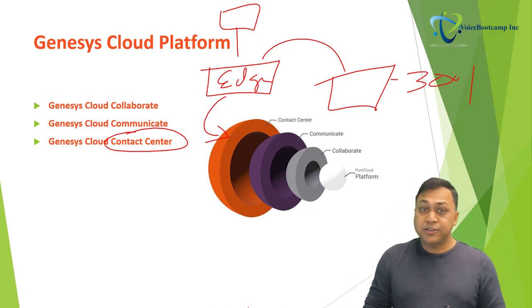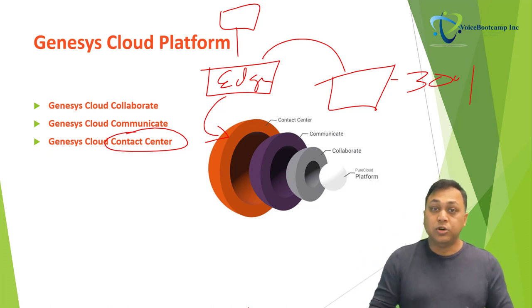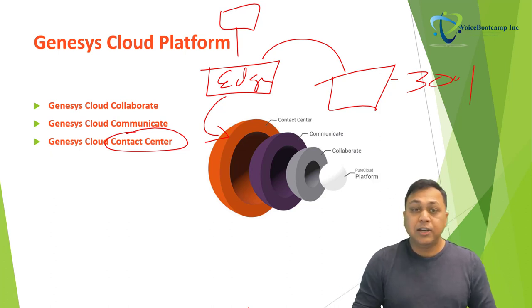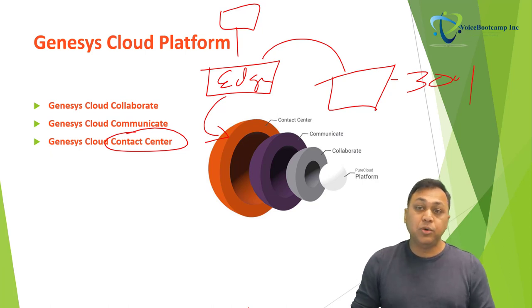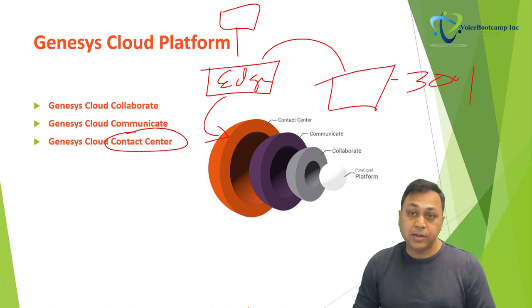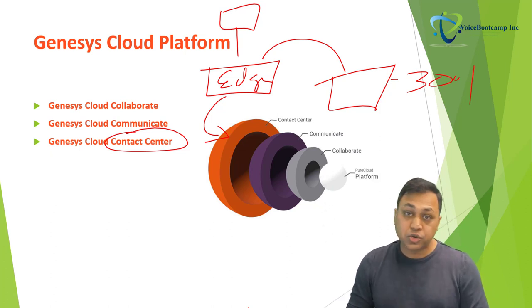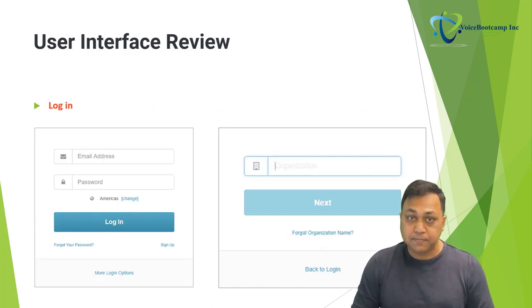But the last component within this platform is called the contact center, which of course is what this particular series of videos is going to focus on. Now, the Genesys Contact Center adds contact center features and functionalities on top of the base formed by Collaborate and Communicate. It provides the ACD engines, skills groups, queuing capability, and the ability to develop your own script and route calls through that script. It also provides the ability to generate and customize reports for your organization's needs.